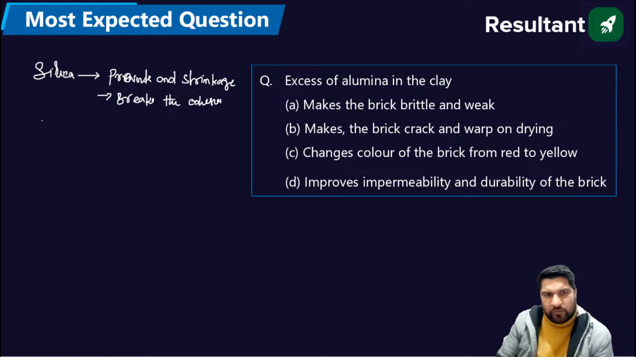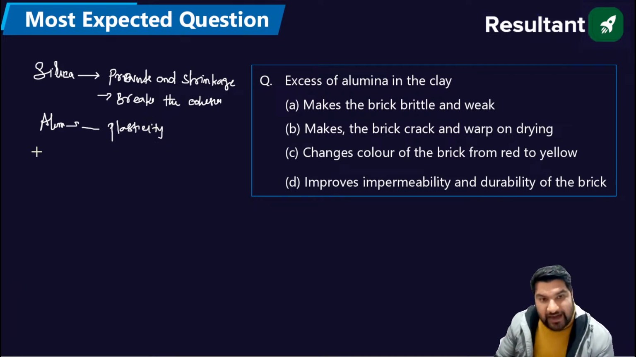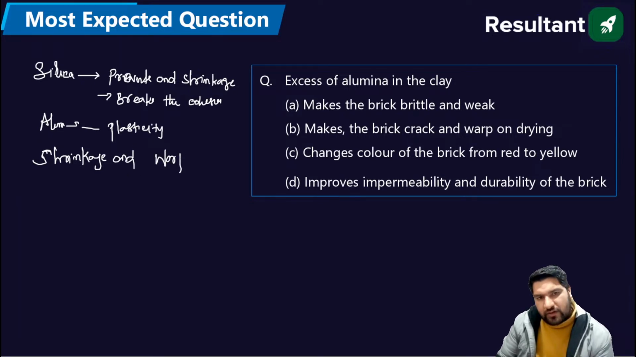Now there is the alumina. Alumina will do one thing. It imparts plasticity. Imparts the plasticity. Fine now. Absolutely fine. And if it is in excess, it causes shrinkage. It causes the shrinkage and warping of the brick on drying. Absolutely fine. So the answer is B.